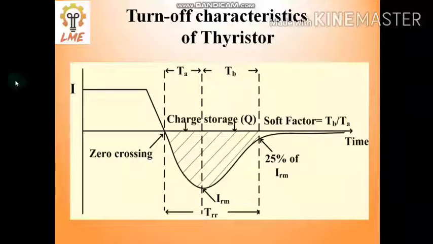Current should go to 0. Here you see the current goes to 0, but it will not stop at this particular point, because when the current goes to 0, the supply is disconnected, and then whatever storage charge is inside the thyristor starts discharging.